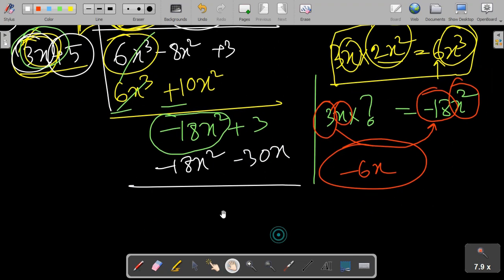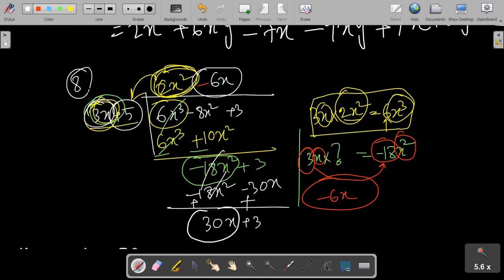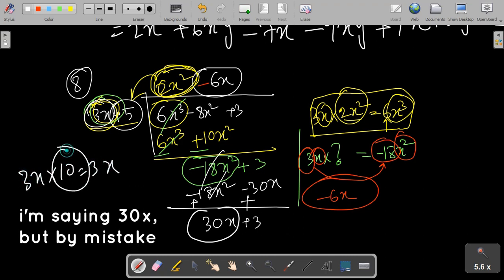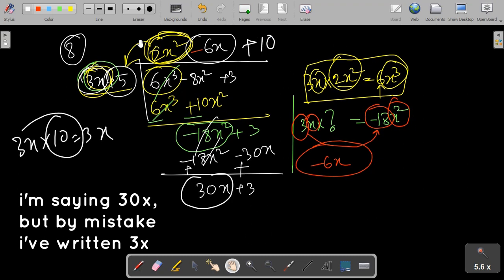Now we will do the subtraction again. Here it is plus and it is also plus. So these two cancelled out. So it's 30x plus 3. Now it's 30x and it's 3x. So it's very simple that 3x into 10 will give us 30x. So we have to multiply 10. So let us write plus 10. So plus 10 will be product with this. Again I'm showing you, plus 10 will be product with both the terms.